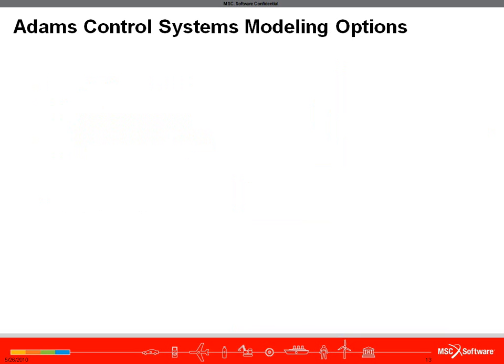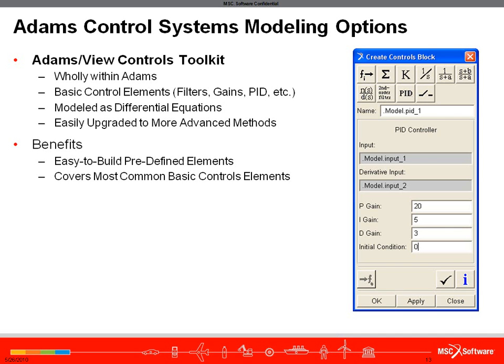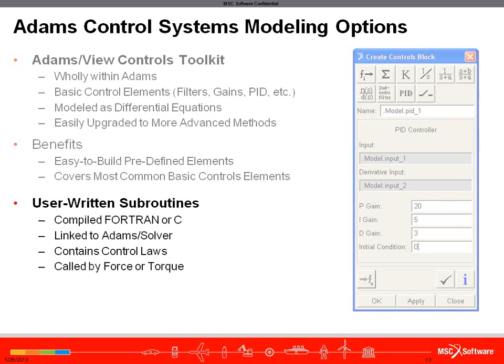For example, here we have the Atoms View Controls Toolkit, which provides tailored construction for basic control elements like filters, gains, and PI and D controllers. These elements are modeled as differential equations, and the user-defined inputs and outputs can be easily modified for later use with more advanced methods. Benefits here include ease of use in quickly constructing these most common control elements, more so than by the function builder alone.